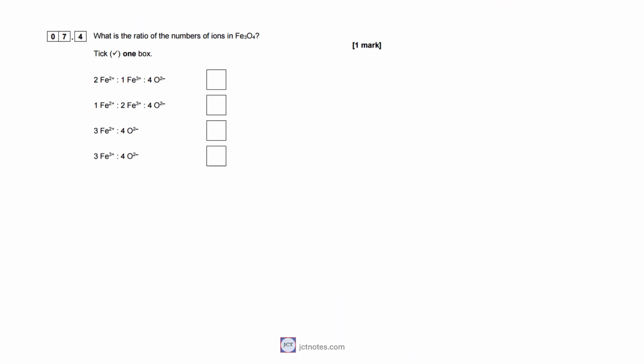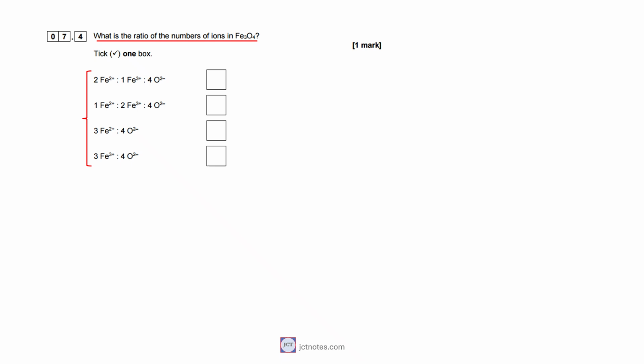In question 7.4, we need to find the ratio of the ions in Fe3O4. We're given 4 possible answers, and we need to choose the correct one. According to the examiner's report, only 2/5 of students got this question right. That means around 60% of students lost this mark. Let's look at the chemistry trick that makes this question much easier.